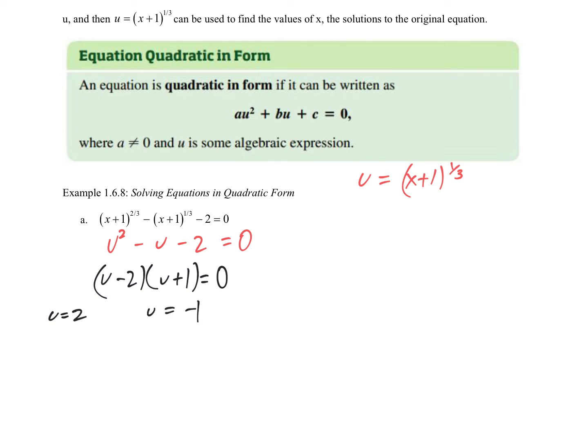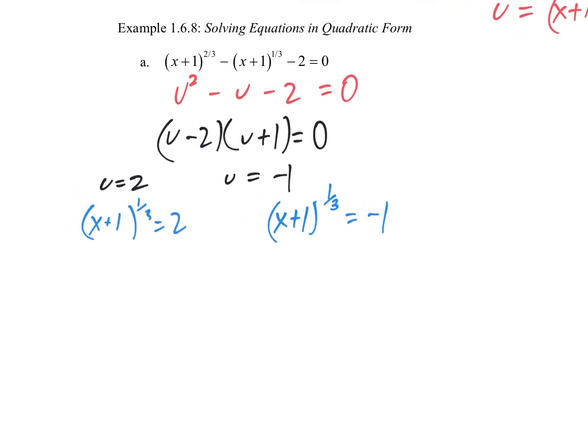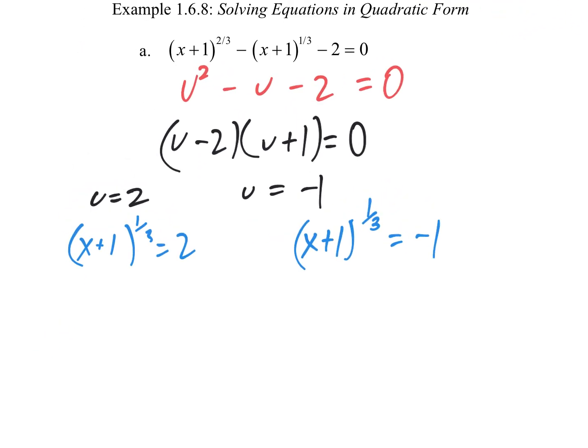And what we can do now is replace our substitution again so that we can get answers for x, because we need to make sure that we finish solving for x. So x plus 1 to the 1/3 power equals 2, and x plus 1 to the 1/3 power equals negative 1. Okay, now having seen this, how can we solve these two individual pieces?